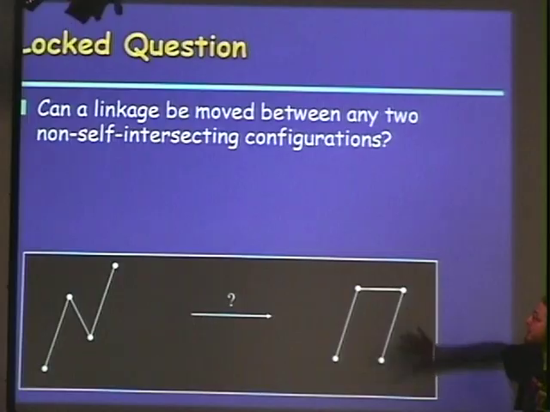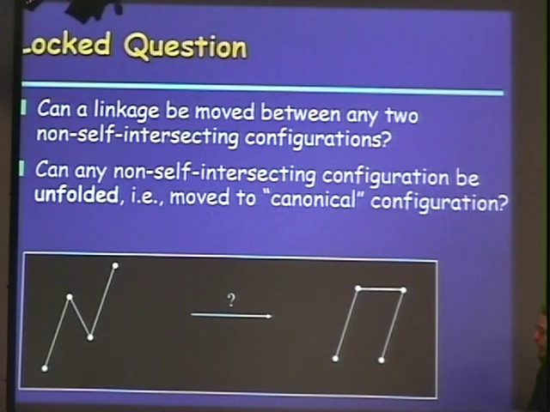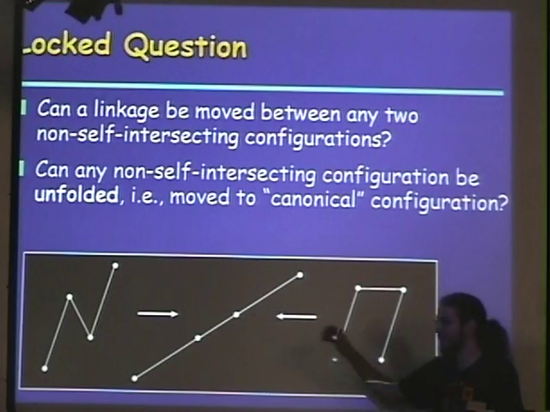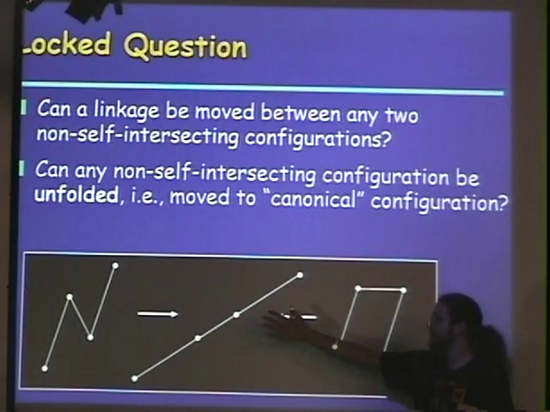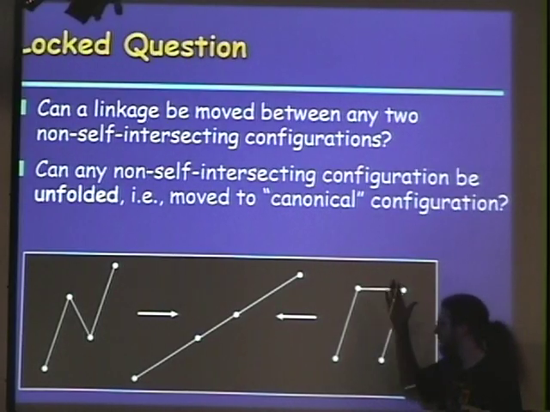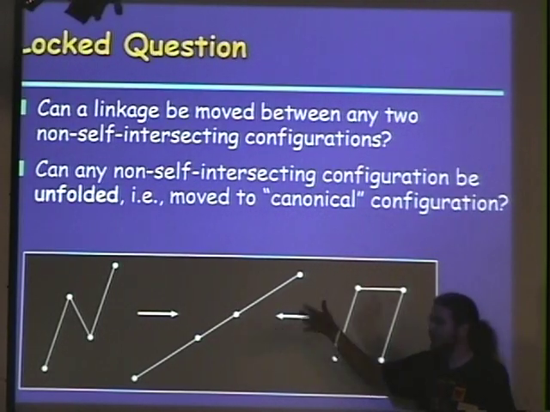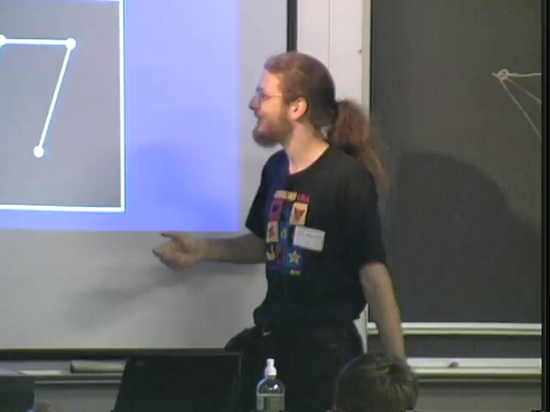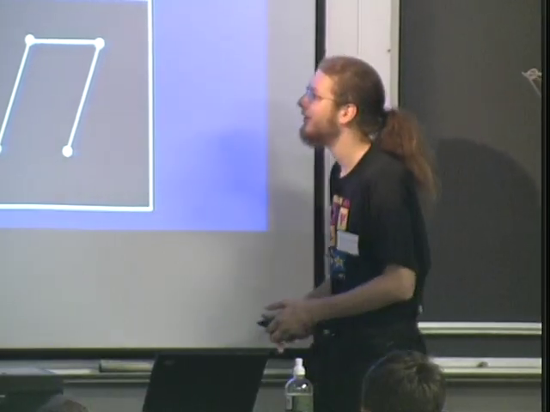I'm only interested here in non-self-intersecting motions. Another way to ask the same question is, can you get from any configuration to some canonical configuration? Can you unfold any linkage of a particular type? Because if you can get from everywhere to there, you can concatenate motions and play them backwards and get from anywhere to anywhere else via this canonical state. I call this the FedEx algorithm. The founding idea of FedEx is you ship all packages to one place and then send them out to where they actually belong.